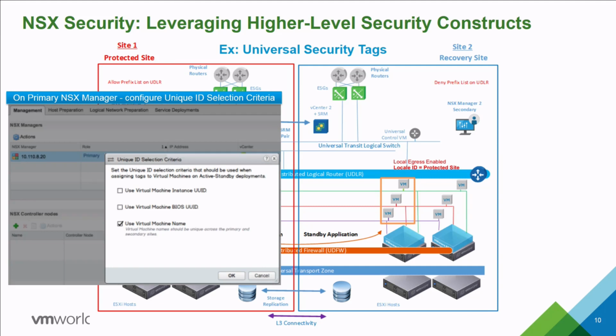Now, if you use virtual machine name like I'm using here, you just want to make sure all your VMs have a unique name, because that's being used as the unique identifier, right? So the first thing I do is set this unique selection criteria.